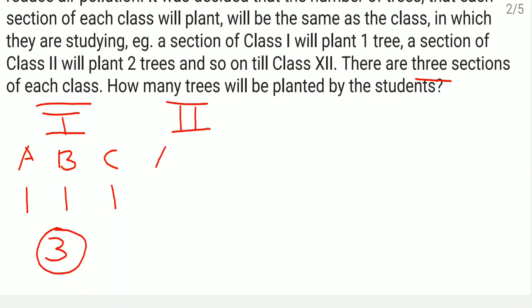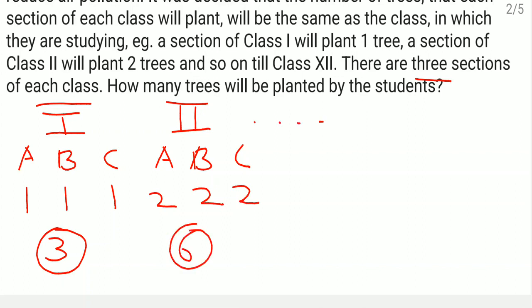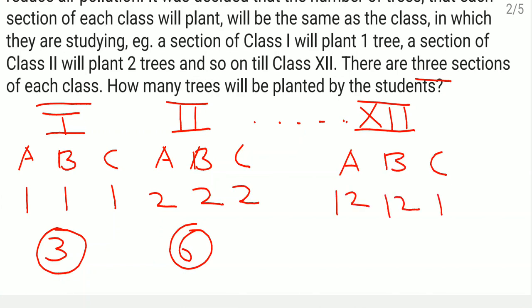Now here class 2 is there. Now here also 3 sections. A, this is B, this is C. So section A will plant 2 trees, section B 2 and section C 2 trees. So in this way total 6 trees they will plant. So in this way they have the classes till 12th standard. So for 12th standard also there are 3 sections A, B and C. So section A will plant 12 trees, section B will plant 12 trees and section C will plant 12 trees. So in this way total number of trees are 36, right?